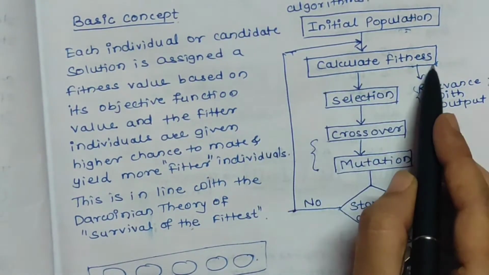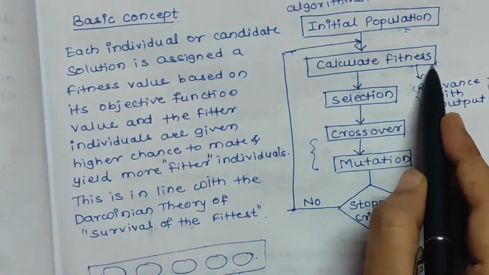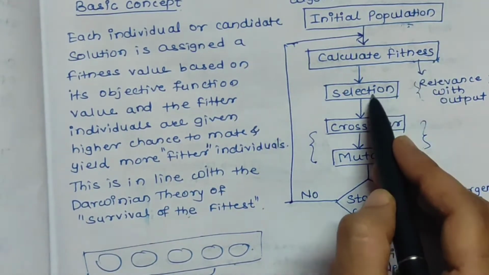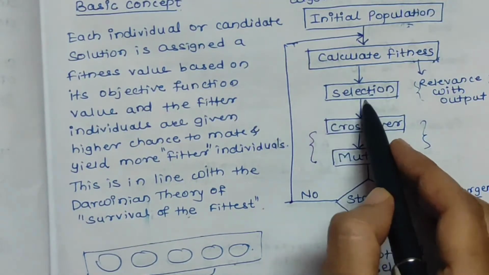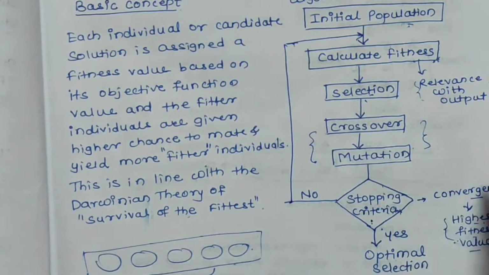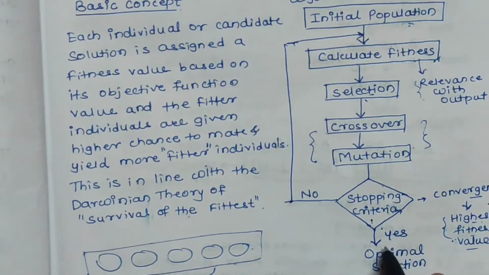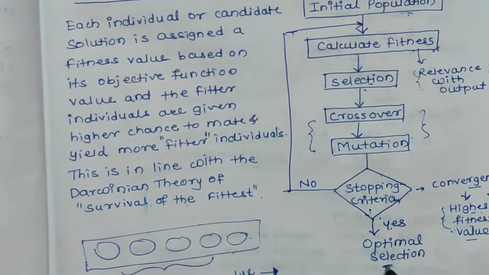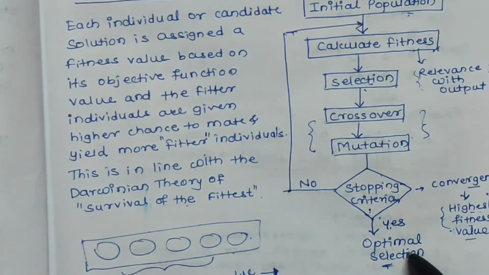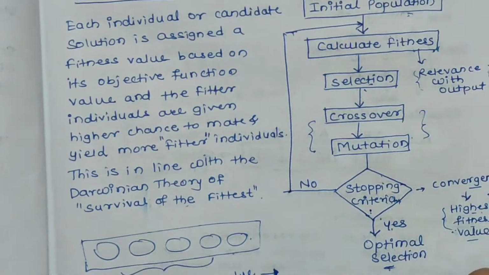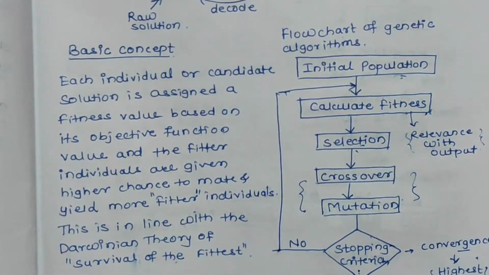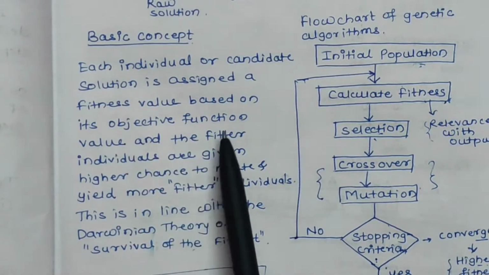Again, we will calculate the fitness value for the selected chromosome, or we can say selected solution. Then again we perform selection, then crossover, mutation, and this process will be repeated until we get the optimal solution. Whenever we get the optimal solution, we will stop the process. So this is the basic idea behind the flowchart of genetic algorithm, or we can say this is the basic idea behind genetic algorithm. The important thing here is the fitness value.